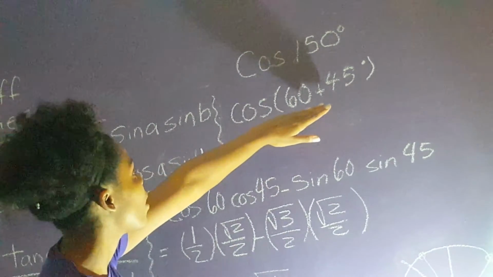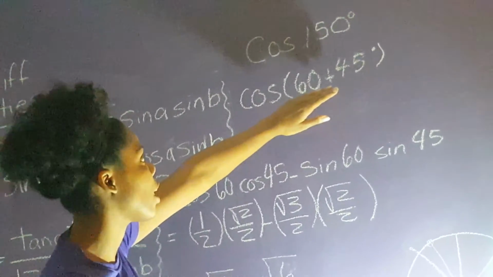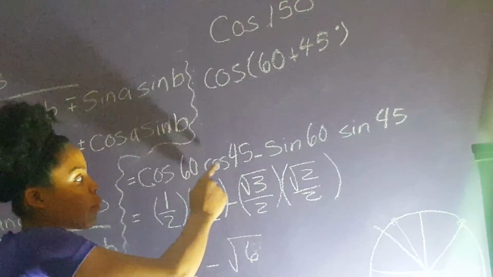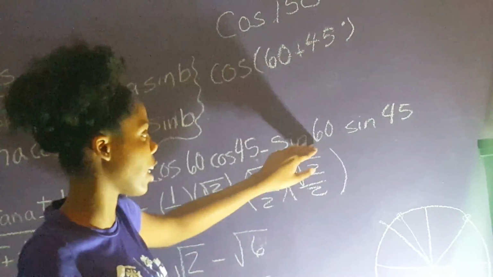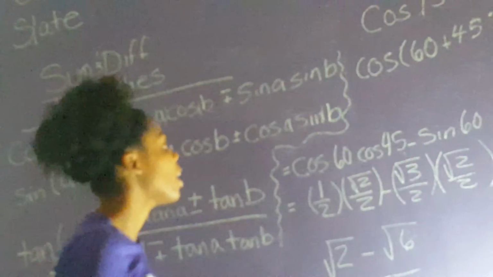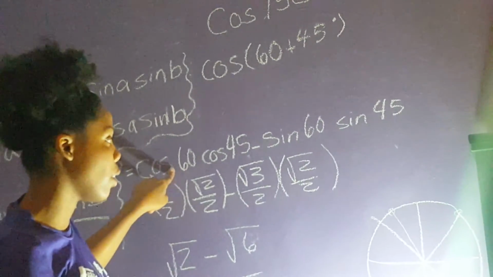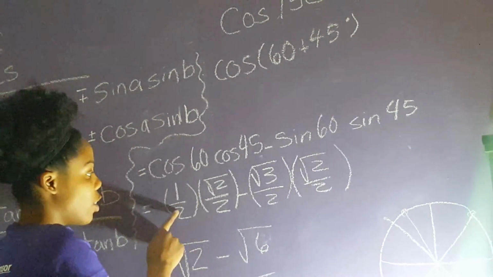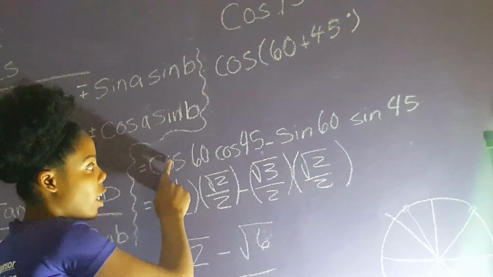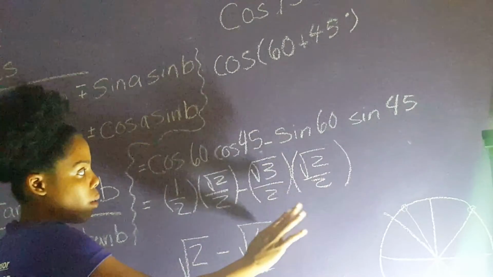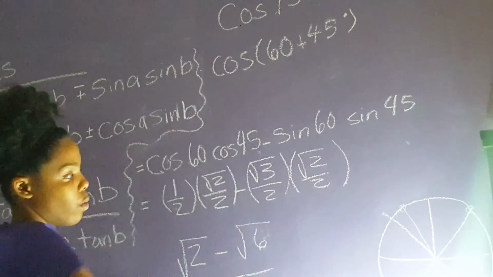And so what we have here is cosine of 60 plus 45, which is going to expand to look like cosine of 60 times cosine of 45 minus sine of 60 times sine of 45. Don't forget to look back at your sum and difference identities if you forget what they look like. And so after we get those, we already know, because we have learned our unit circle repeatedly, that cosine of 60 is going to be 1/2, and cosine of 45 is going to be square root of 2 over 2. Sine of 60 is going to be square root of 3 over 2, and sine of 45 is going to be square root of 2 over 2.